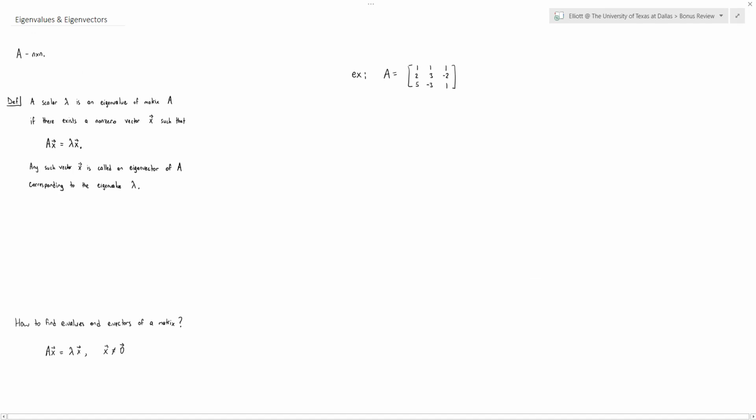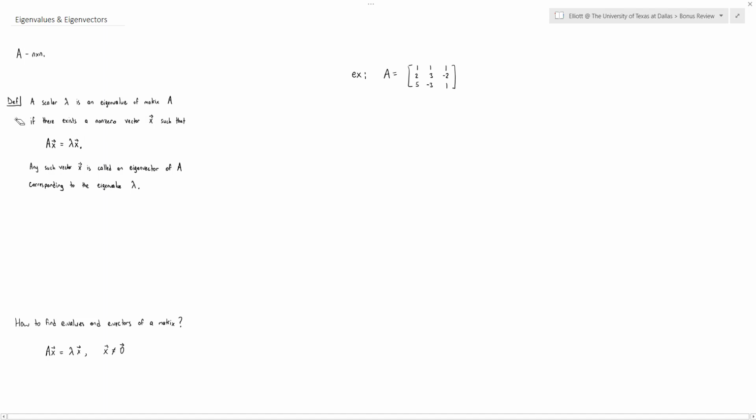Okay. Let's move on to the last topic for this review. So I'm going to begin talking about eigenvalues and eigenvectors a bit. So eigenvalues and eigenvectors, just like determinants, these are only defined for square matrices. So let's suppose that we have a square matrix A.